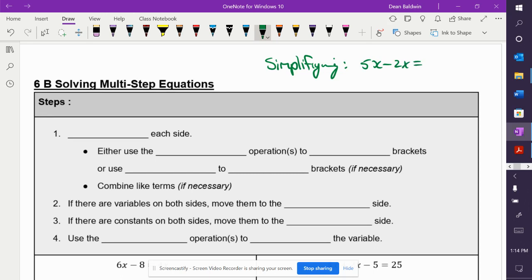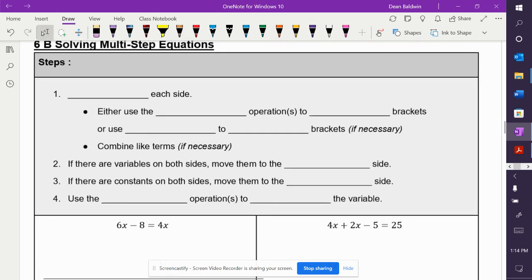Okay, if you have 5x minus 2x, what does that equal? 3x. You just combine the coefficients, right? This is what we did in polynomials last time. What we're going to do now is have multiple terms of the same variable, but not different variables. Different variables is higher level. So we want to simplify each side. That's one of the first things we want to do when we're doing these types of equations.